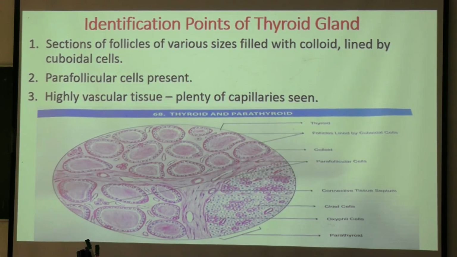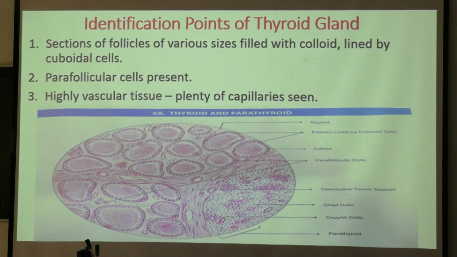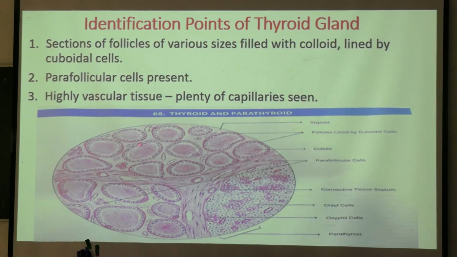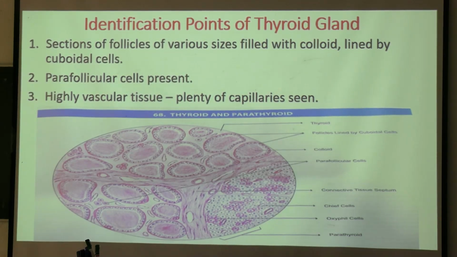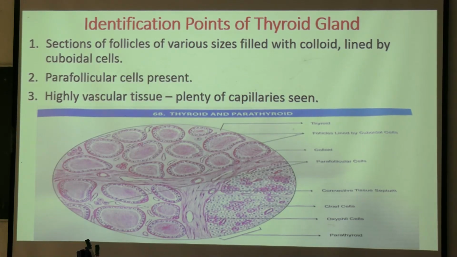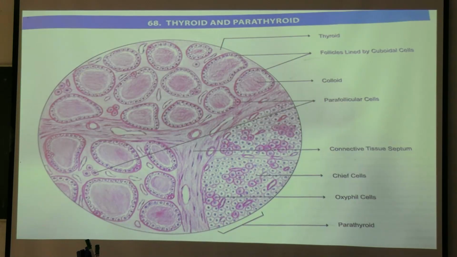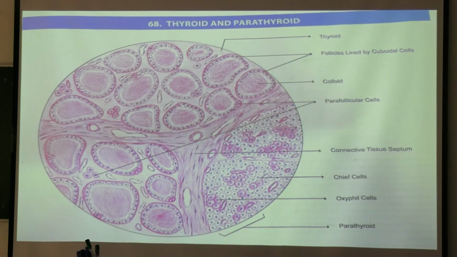You also notice parafollicular cells are lying in the interfollicular space and also along the margin of the follicle. Here one parafollicular cell is present, here another, here also, and here they are lying in clusters. So they can lie in both of these locations. So you write down those points and draw this diagram in your histo copy.